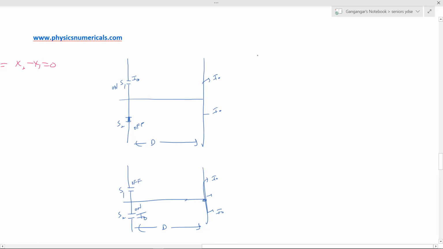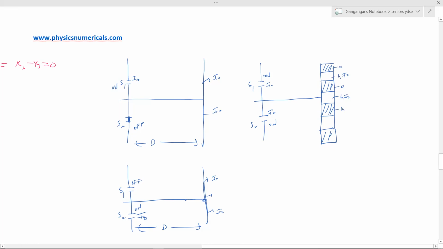Fine. Now when both are on, what do we expect? So this is S1, S2, both open, so the intensity is I naught and I naught. What do you expect? Everywhere we will think 2 I naught. No. Here it will be 4 I naught, 0, 4 I naught, 0, 4 I naught, 0.